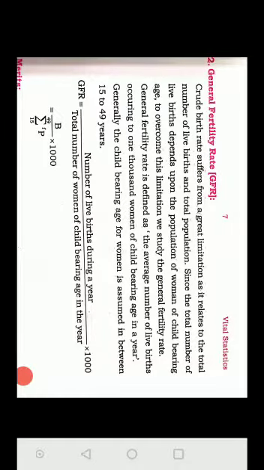And under fertility, you just studied crude birth rate. Now coming to the second formula, that is general fertility rate. Now let me define what is general fertility rate. It is defined as the average number of live births occurring to 1000 women of childbearing age in a year. So remember children, childbearing age is 15 to 49 years.